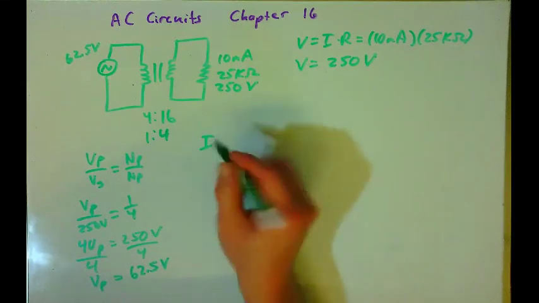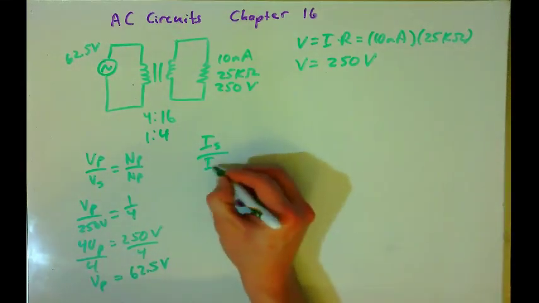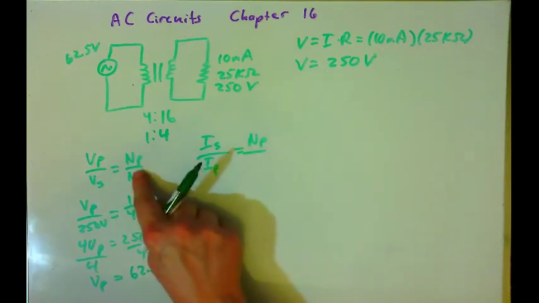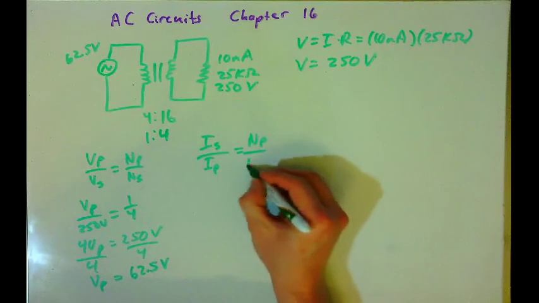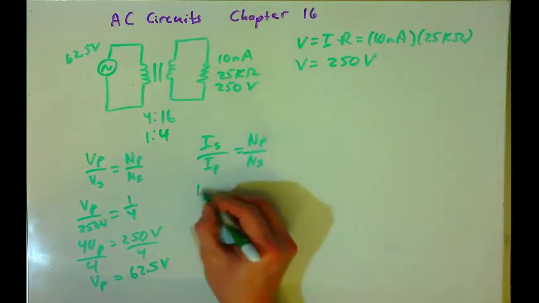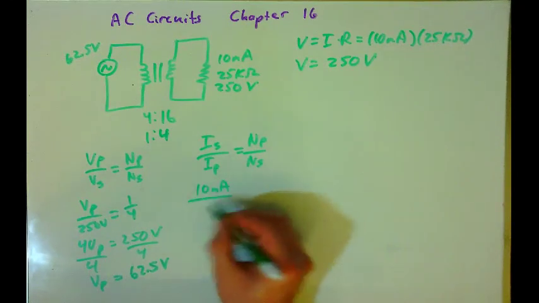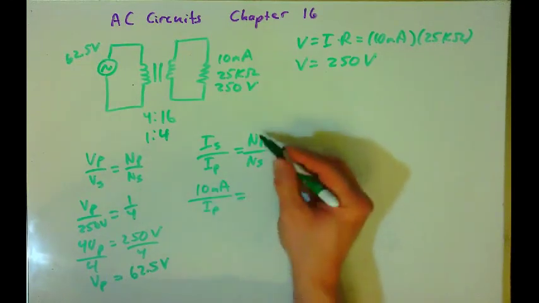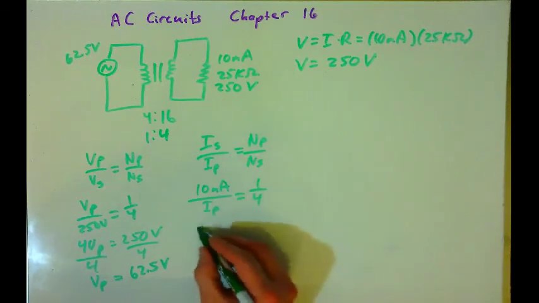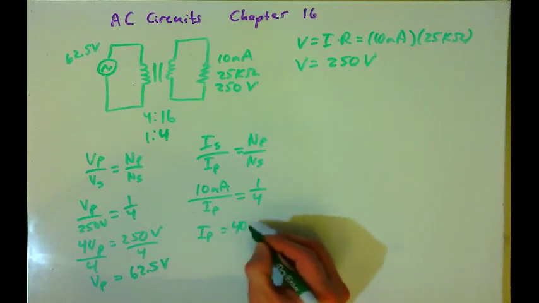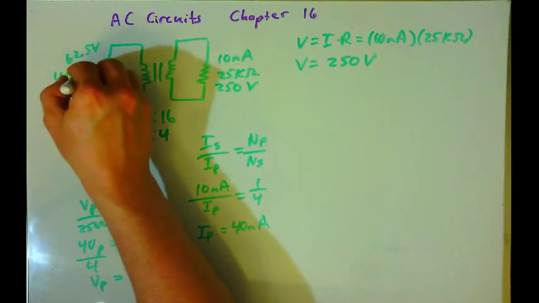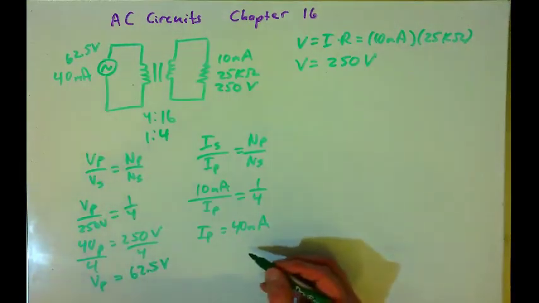Now we can find the current. The reciprocal of the current ratio, secondary over primary, is equal to the turns ratio. Oops, I was supposed to say S there. So the secondary current I know is 10 milliamps. We're looking for the primary current. And the turns ratio is still 1:4. We'll cross multiply and divide. We get IP is equal to 40 milliamps. And so that'll be the primary current, 40 milliamps.